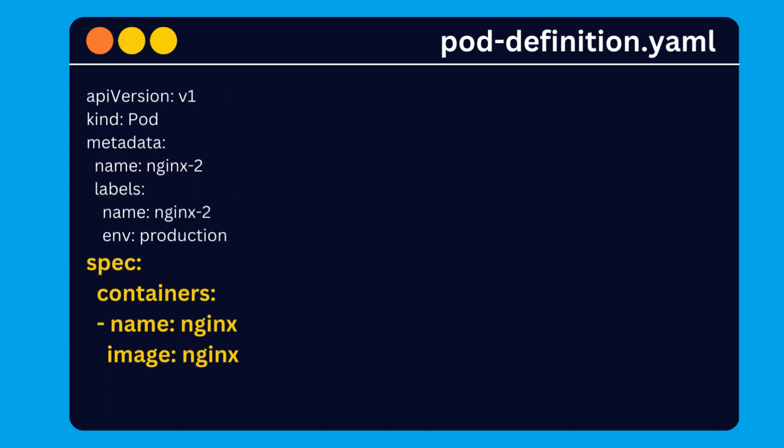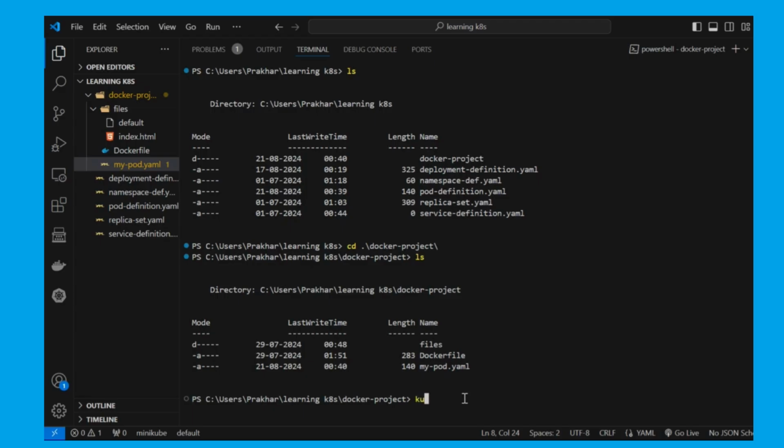Moving on to the spec section, this is where you define the state of your pod. For example, you might specify a container with the name nginx and the image also set to nginx. If you want to include multiple containers, you will add them here as well. Once you have set up your pod definition, save the file and apply it using kubectl apply -f mypod.yaml in your terminal. This command will create the pod based on your configuration.